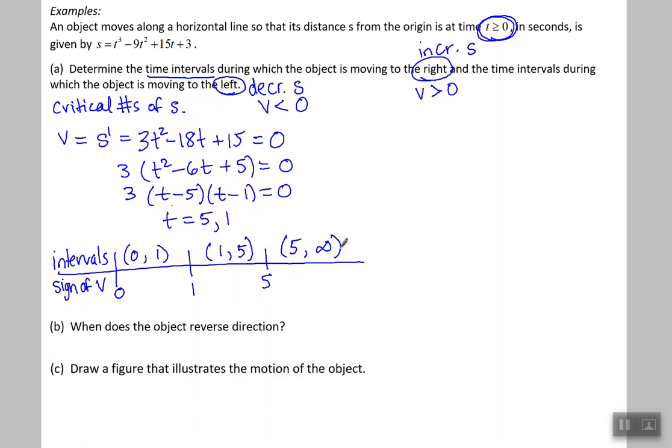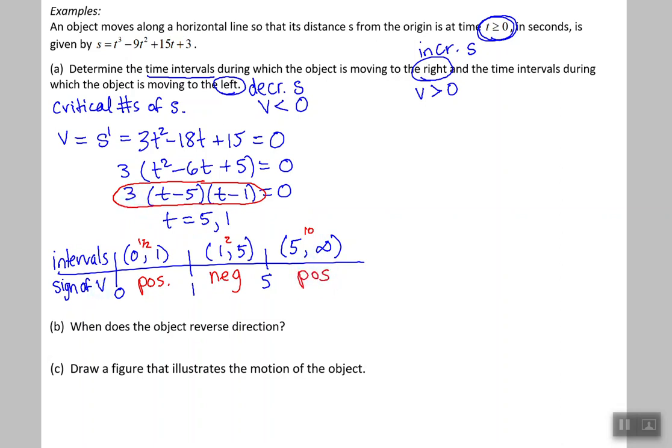Now we figure out the sign of v by using the factored form of the derivative. Pick something on 0 to 1, like 1/2. Plug it in, that's a negative times a negative, and of course 3 is positive, so that yields a positive value. From 1 to 5, like 2, that's a positive times a negative, times a positive, so that's a negative. And from 5 to infinity, like 10, and that's a positive times a positive times a positive yields a positive.